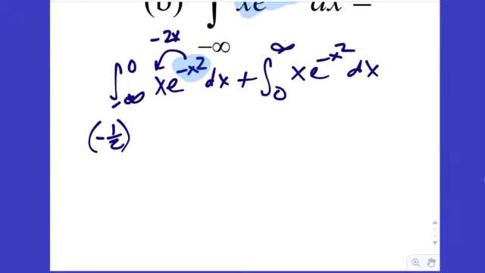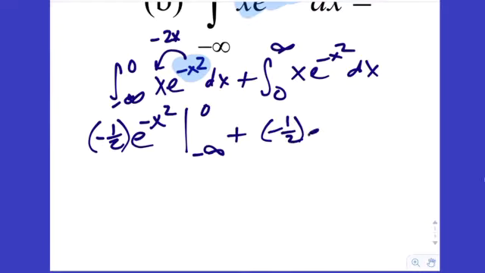And now the rule of integration is the outside function, e. What's the antiderivative of e? e, right? So e to the blob is e to the blob. We'll evaluate it from negative infinity to 0, plus the same antiderivative, negative 1/2 e to the negative x squared, this time from 0 to infinity.